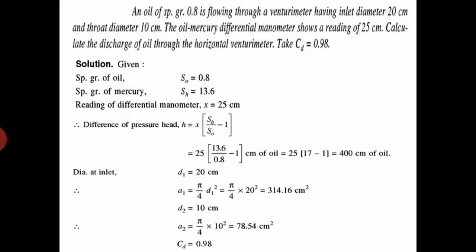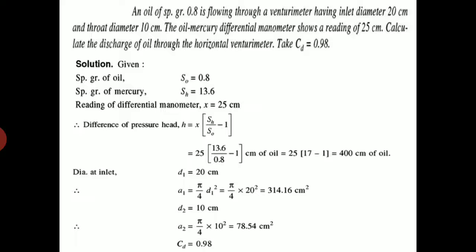Now we have an oil of specific gravity 0.8 flowing through the pipe. Again, the diameters of the inlet and throat are given to us, from which we can calculate the area. The oil-mercury differential manometer gives a reading of 25 centimeter, which means x is equal to 25 centimeter, and we need to calculate the discharge of the oil flowing through the venturimeter. So let us start with it.